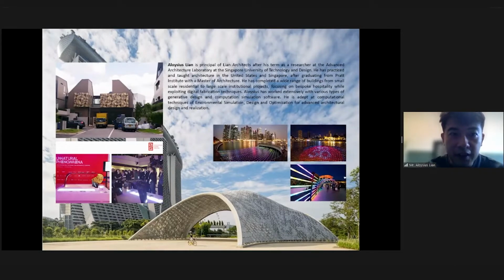CT has already done a very nice introduction, but these are introductions in terms of images. What I was referring to is the large scale, which is this pavilion in front of the Marina Bay Sands, and to the medium and smaller scale, which is residential houses, and even to lighting installations, as well as to furniture that you see over here. This is like a table.